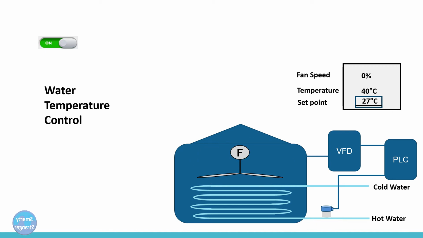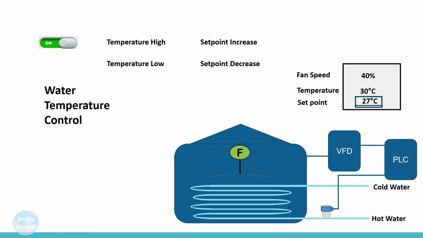When we start the system, the temperature transmitter measures the temperature and sends the signal to the PLC. The PLC controls the fan speed via using a VFD. The VFD increases or decreases the speed via taking commands from the PLC. If the temperature is high, the PLC gives more setpoint to the VFD to control the temperature. If the temperature is low, the PLC gives less setpoint.